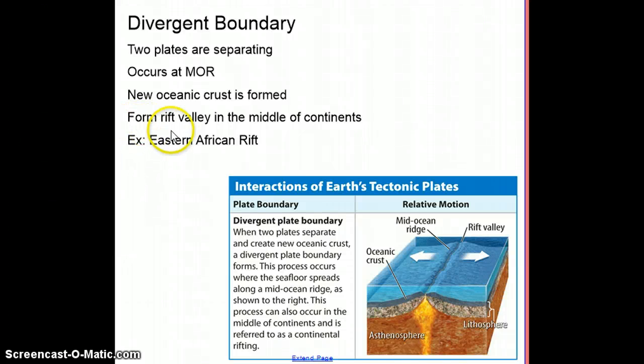We also can see that they will form a rift valley when it occurs in the middle of continents. So we can see this not only in the ocean, but also on land. And when those plates are starting to pull apart, we call that a rift. An example of that would be the Eastern African rift. A lot of times they're valleys, and it looks like the ground is just pulling apart.